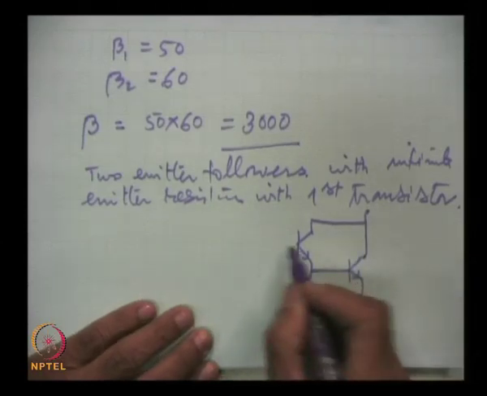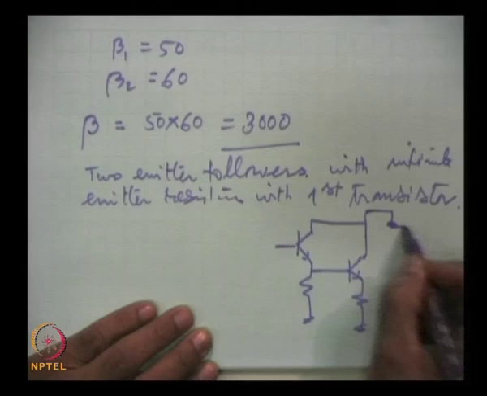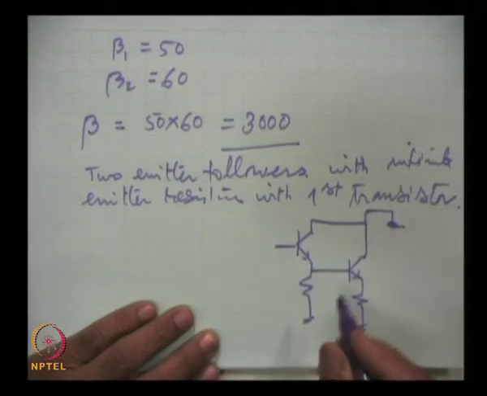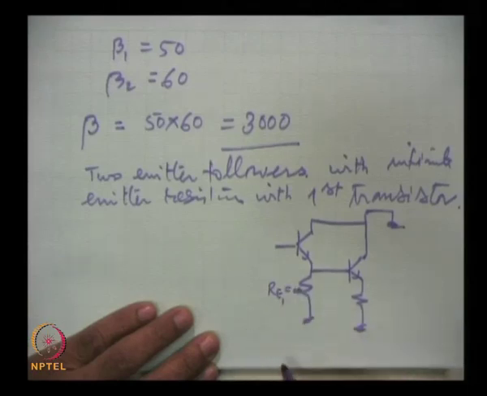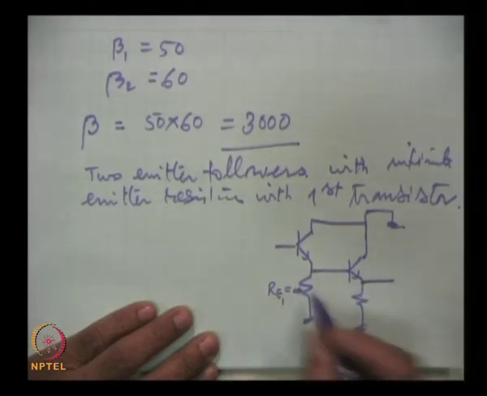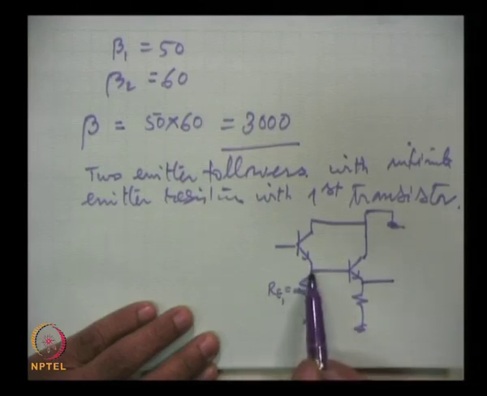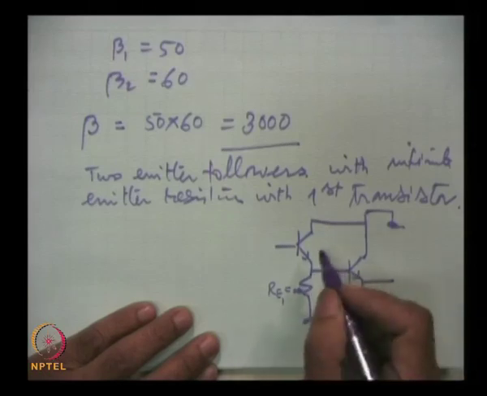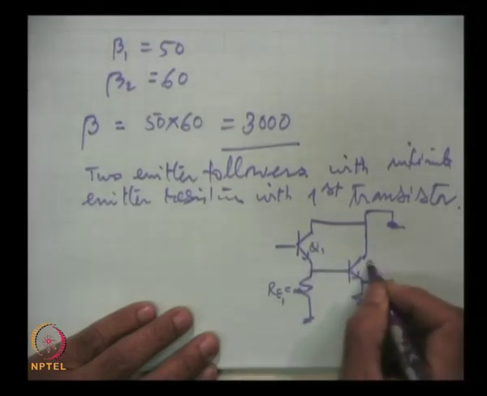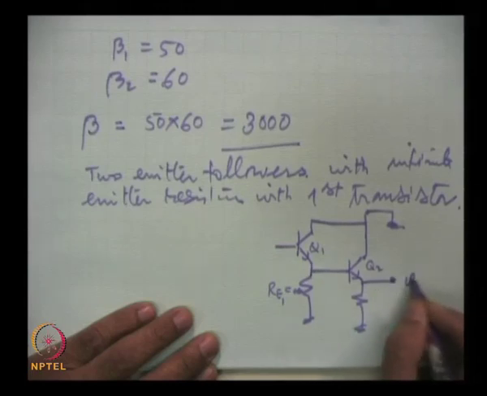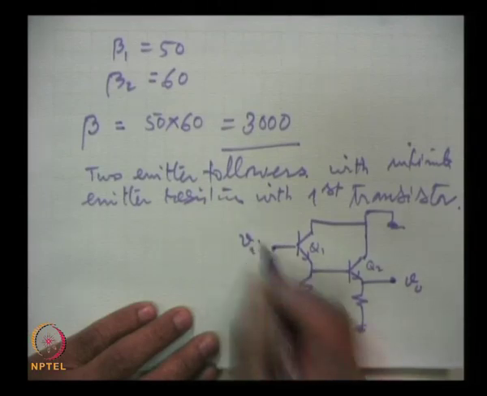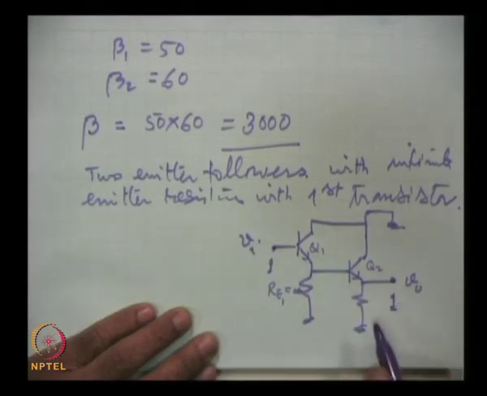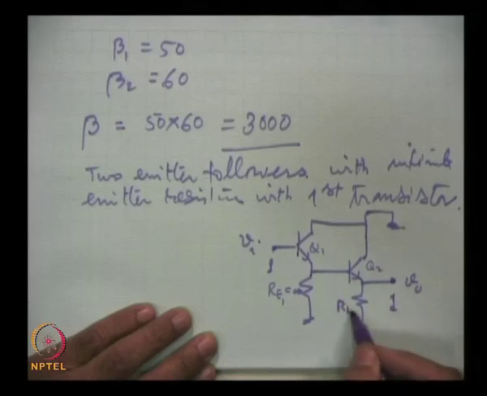For AC purposes we ground this, otherwise it will be a biasing we will have to provide, and this is what we said, this RE1 is infinitely high and this is the load, this is emitter follower, we are connecting the output from emitter to the next stage, and at the next stage this is Q1, this is Q2, we are taking the output here and we are giving input here with respect to ground, of course. Here also with respect to ground the output is taken, and this is RL.